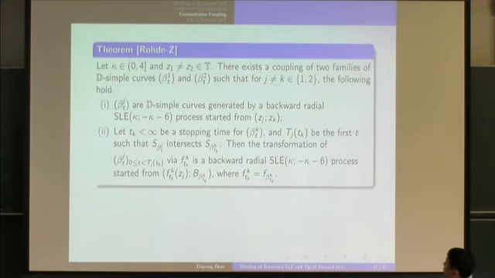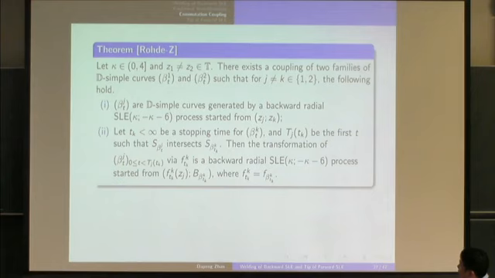Now we get the following theorem. We say there exists a coupling of 2 families of simple curves, beta_1t and beta_2t, so that the following hold. Suppose j equals 1, k equals 2, or j equals 2, k equals 1. First, for each j, the beta_jt are curves generated by a backward radial SLE kappa minus 6 process starting from Zj, Zk.